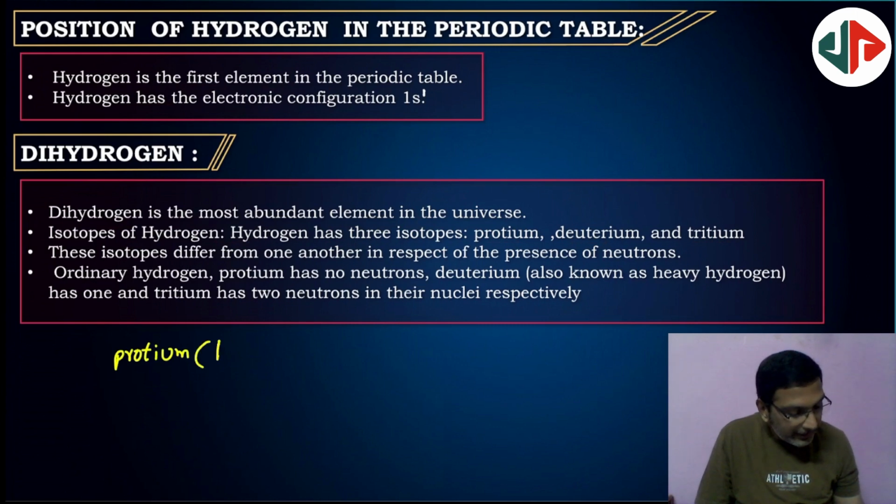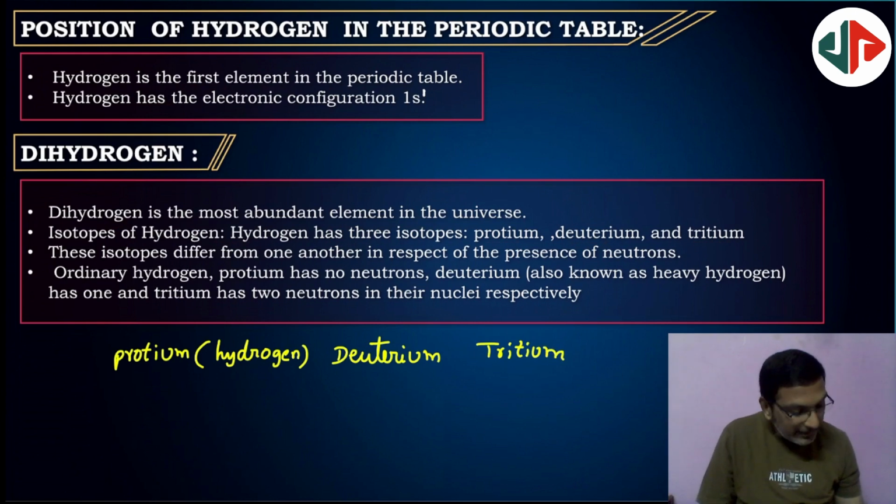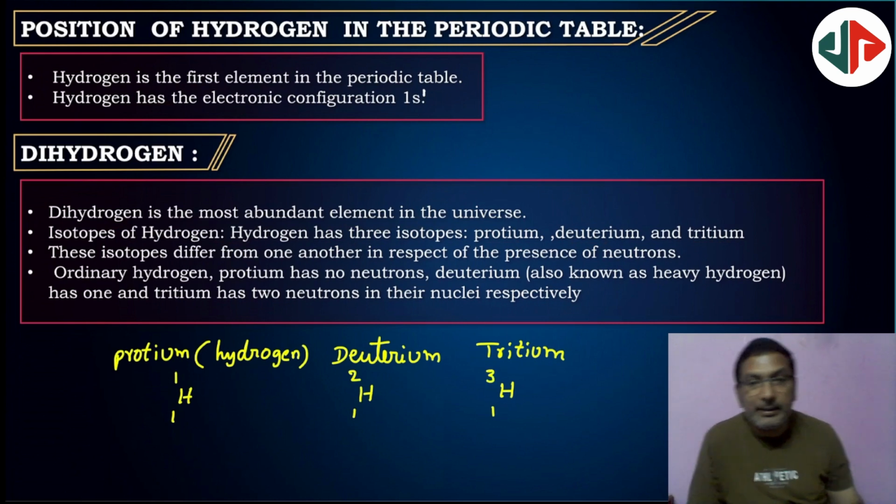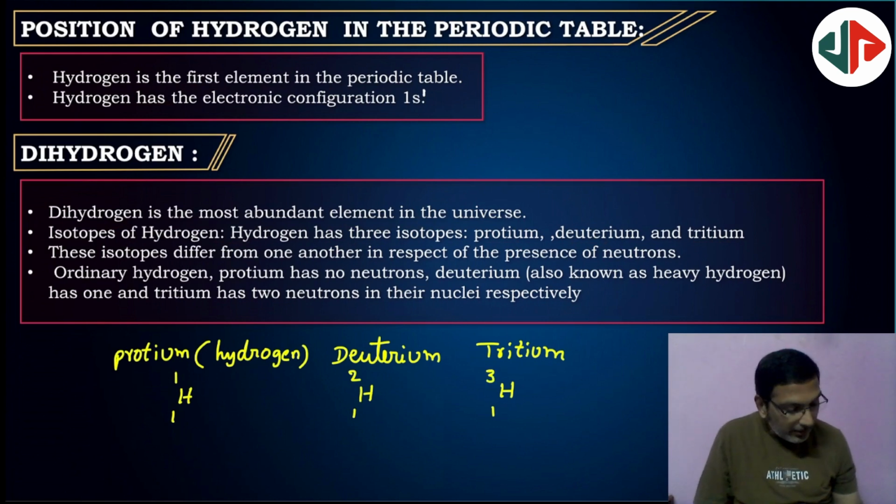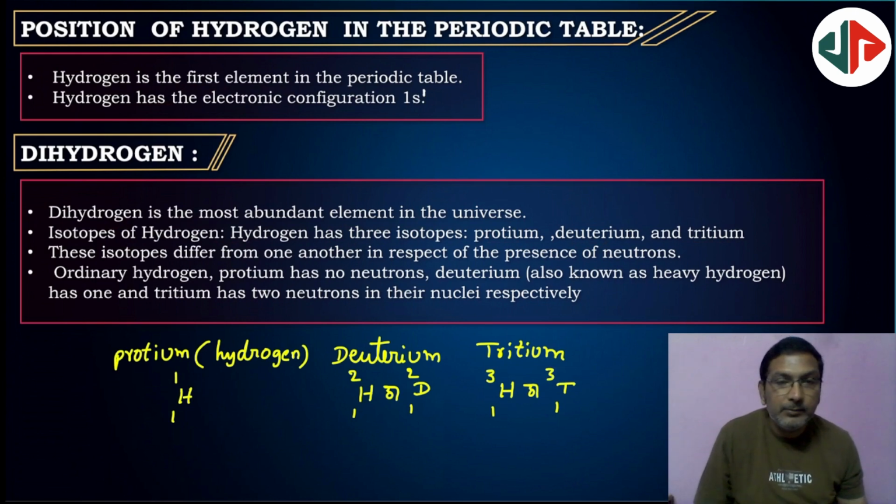Protium or simply hydrogen, deuterium, which is also known as heavy hydrogen, and tritium. So symbols are here: H11, H12 and H13. Or here we can write D12 also, or T13. So protium, deuterium, tritium are isotopes of hydrogen.